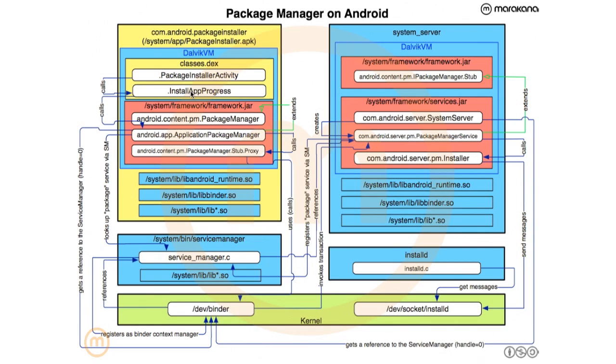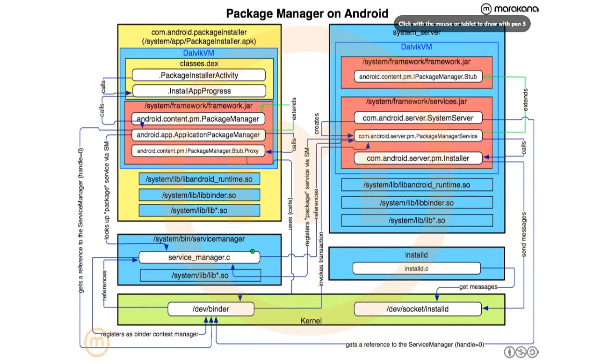And what that does is call the package installer activity. Package installer activity calls install app progress, which then goes and gets a reference to a package manager. How? We simply say context.getPackageManager. If you look at the source code for that, it literally goes over here. This actually gets the application package manager. That goes to the service manager and says, hey, who is registered under this package name? Service manager knows about that because way back at boot time, system server took this package manager service and registered it with the service manager. So now the service manager answers that question.